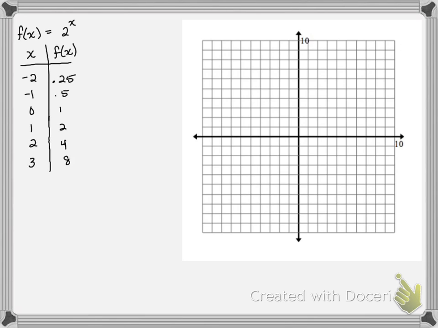Remember that we have a horizontal asymptote on exponential functions because it's impossible to get a negative output if we have a positive number raised to any power. And so we're going to have negative 2, 0.25, negative 1, 0.5, 0, 1, 1, 2, 2, 4, and then 3, 8. So it ends up coming along like this, and then it starts getting bigger and bigger and bigger, like so.